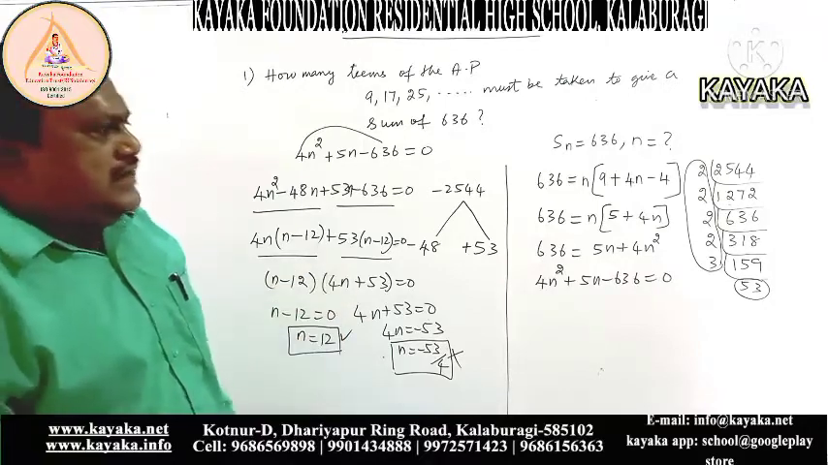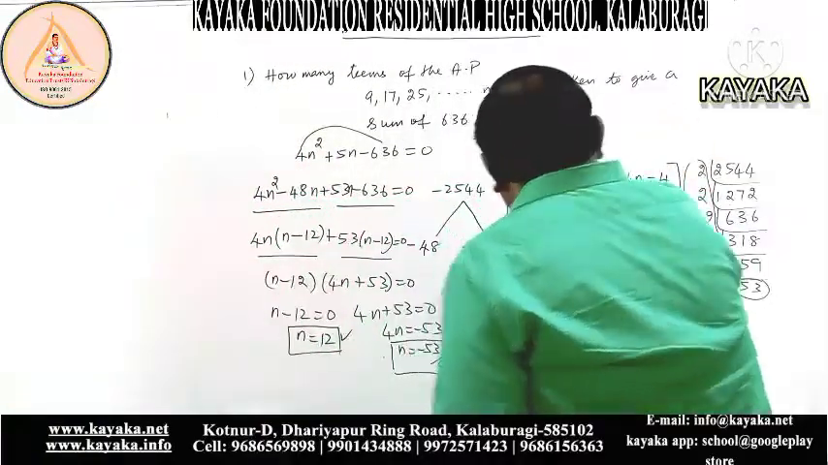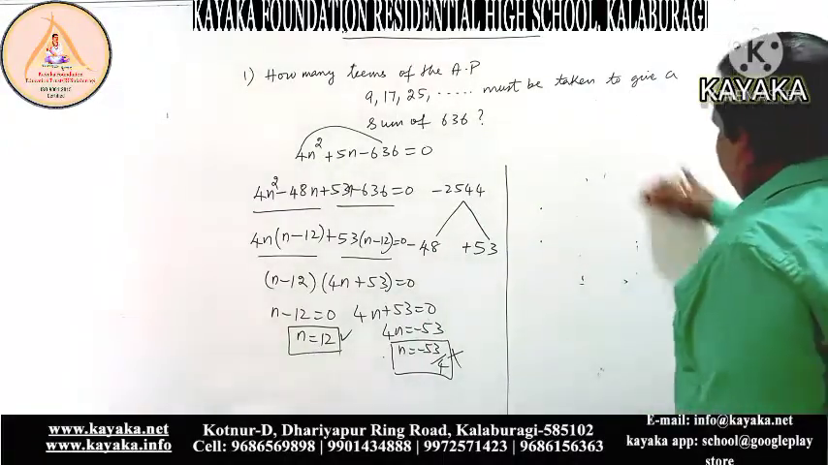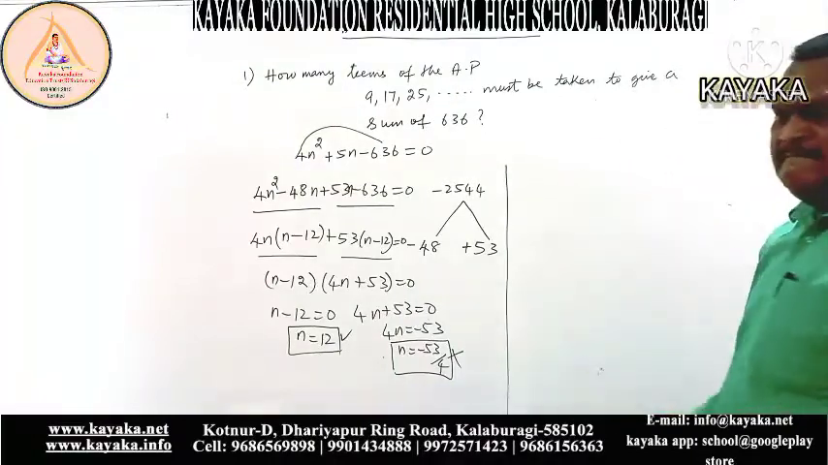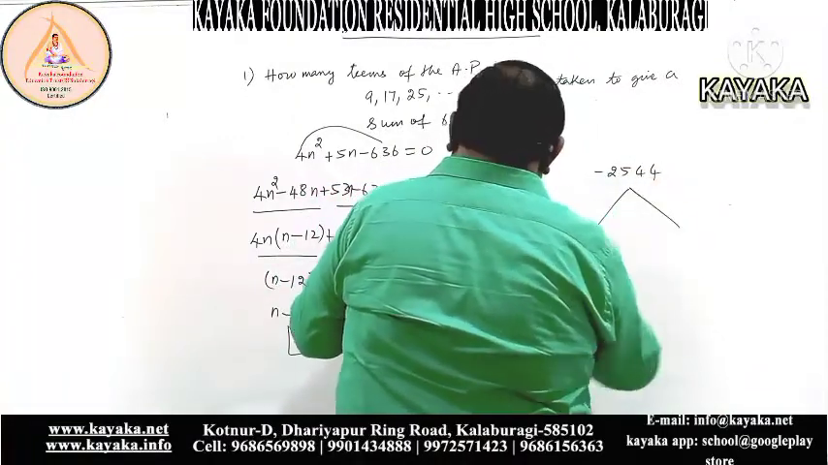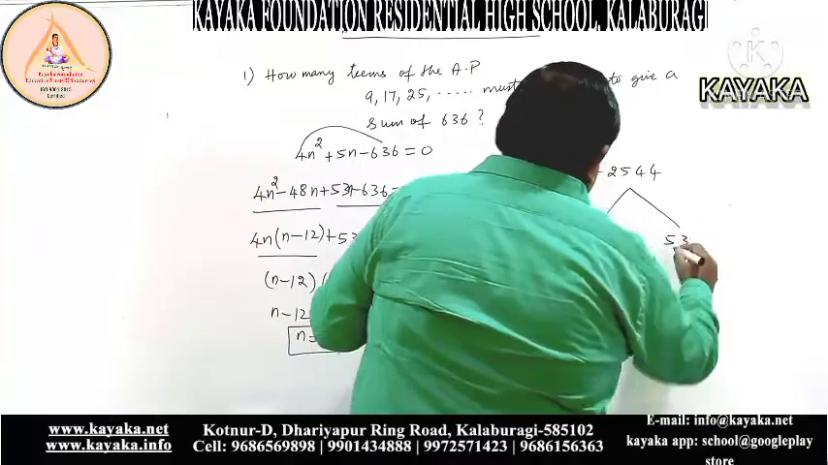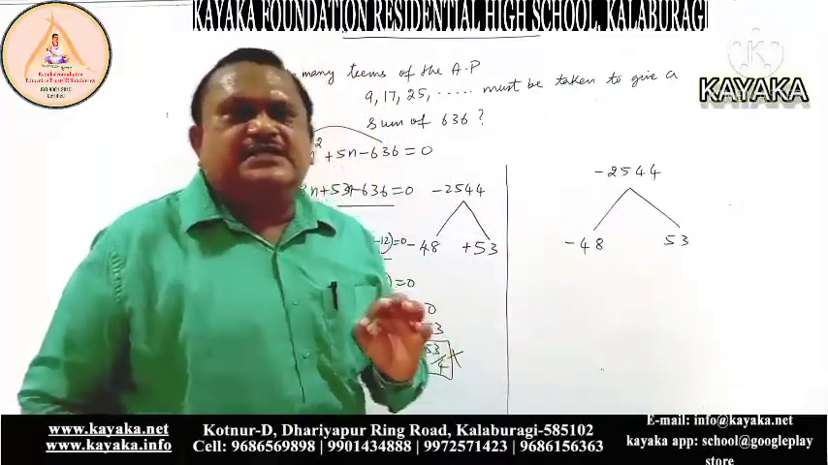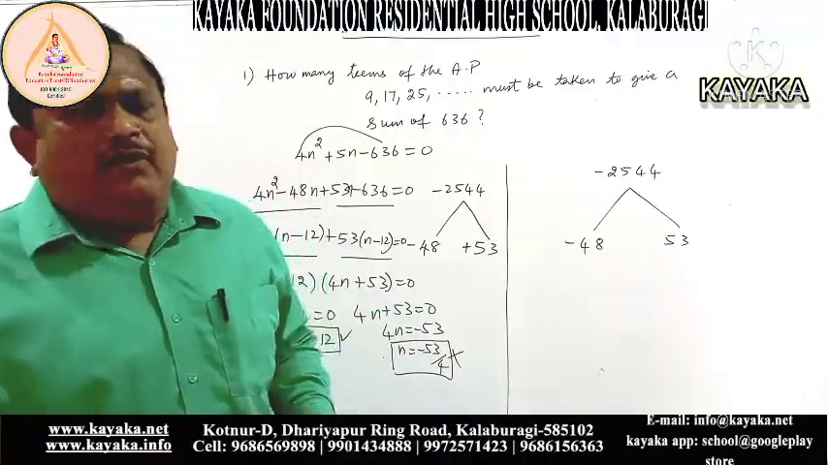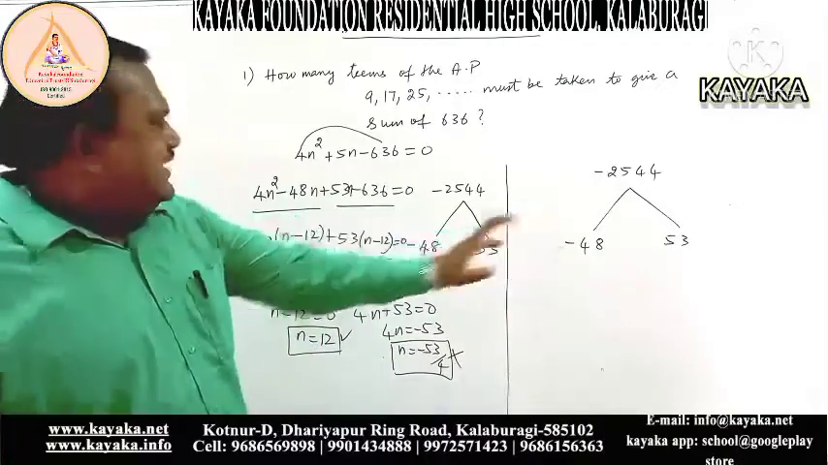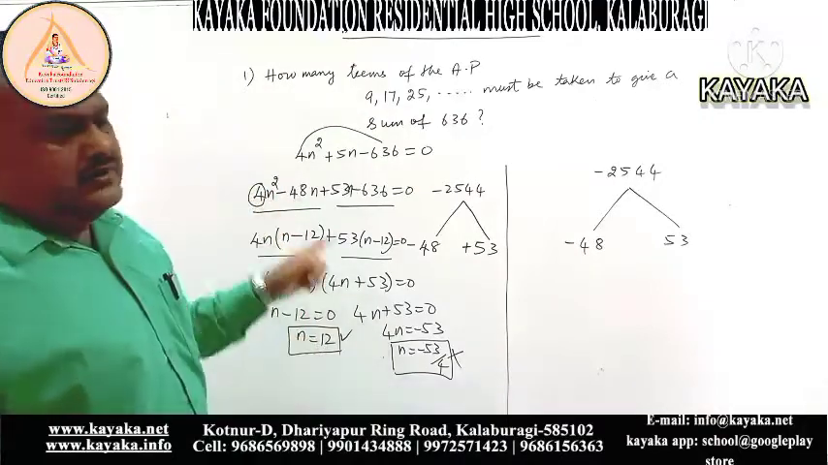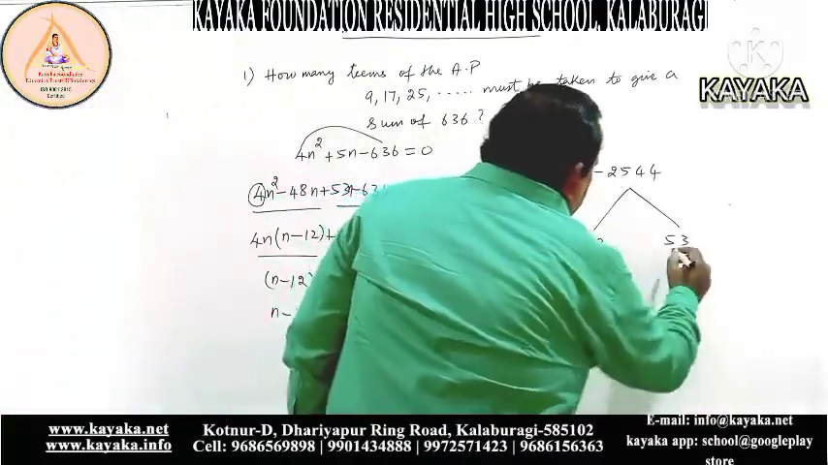Okay, dear children, I'll tell you one more idea for you how to find the roots. This minus 2544 is there. What are the factors? You are having minus 48 and 53. How to check your answers in the board exam? You may have in your mind whether it is correct or wrong. The factors are there now. You have to see what is the coefficient of n square. N square is 4. Therefore, divide this one by 4.